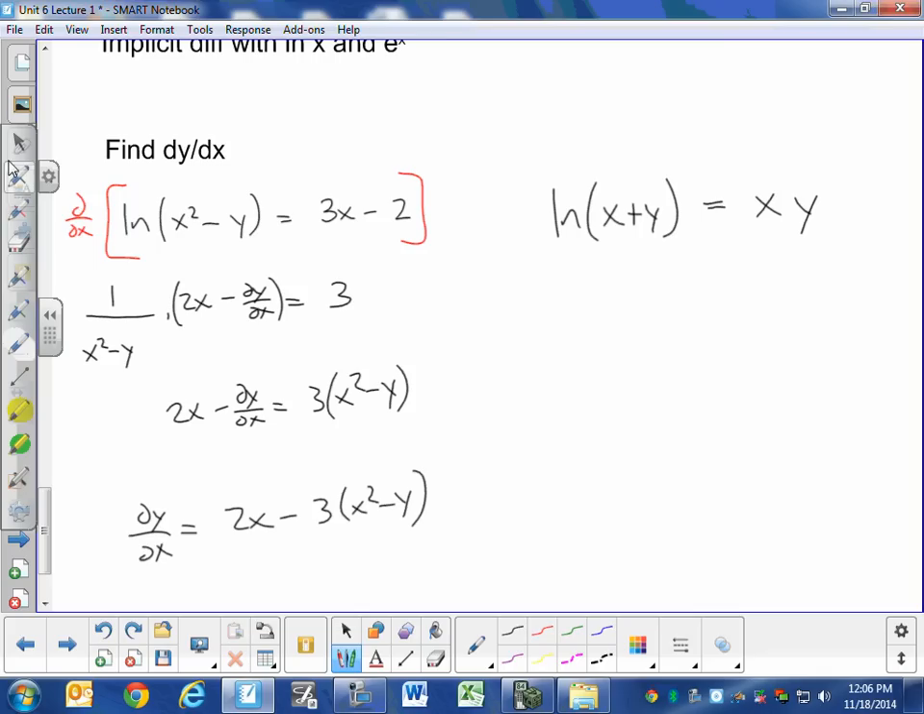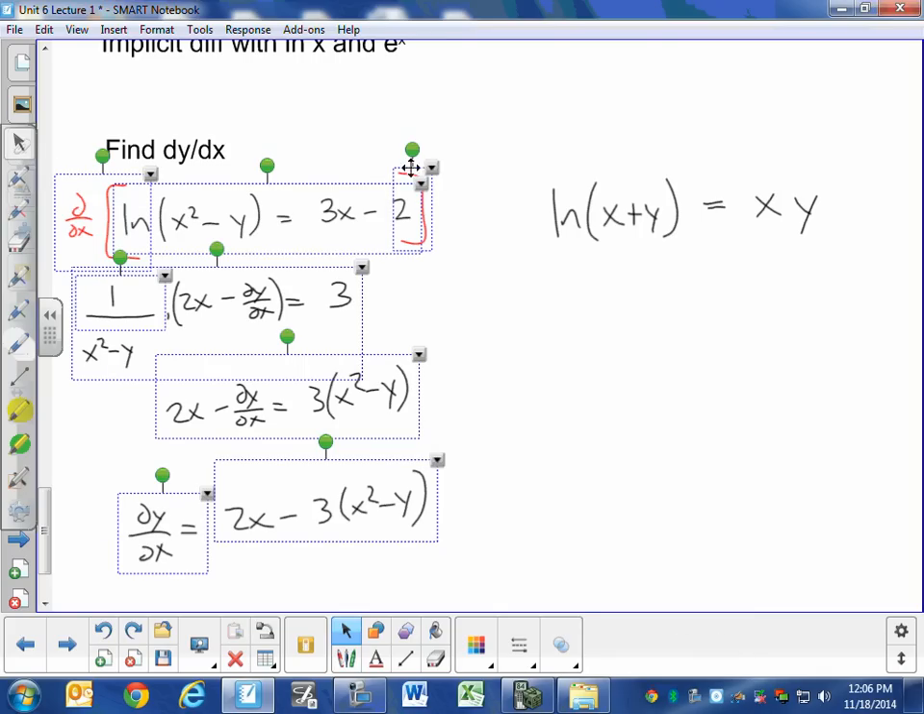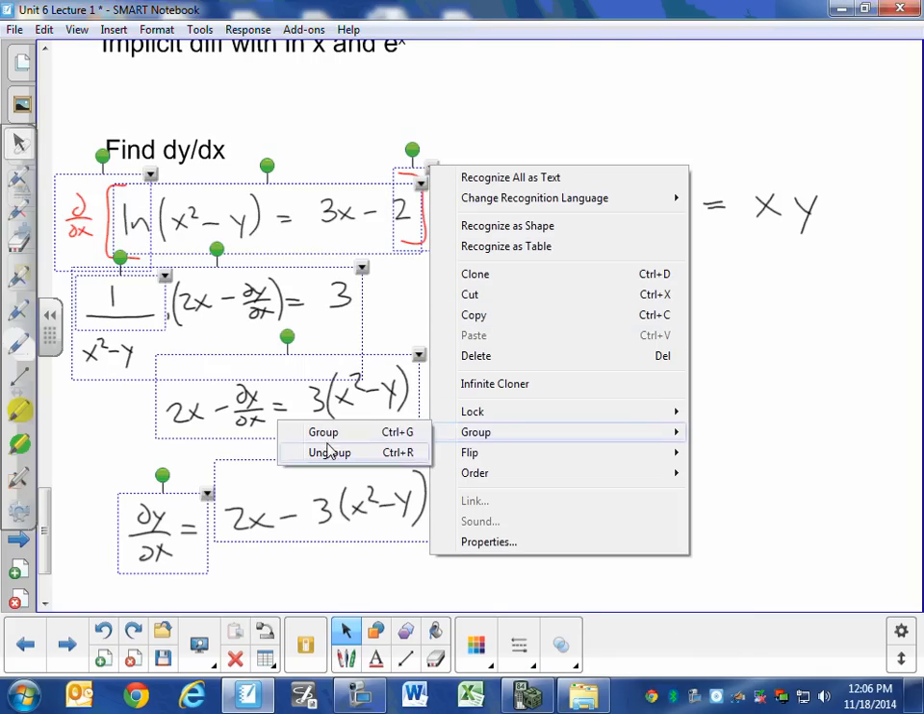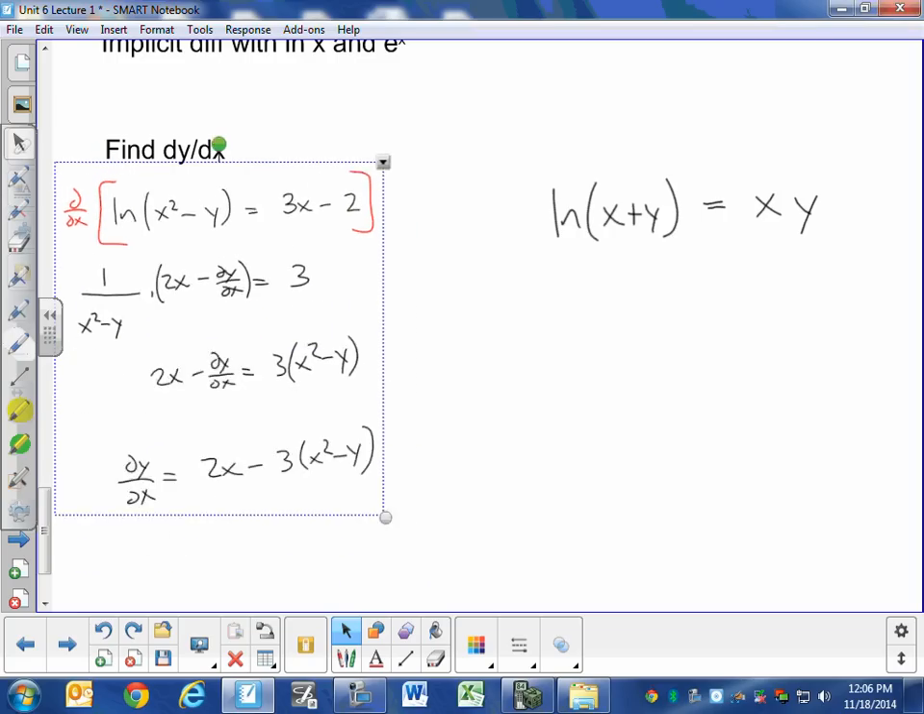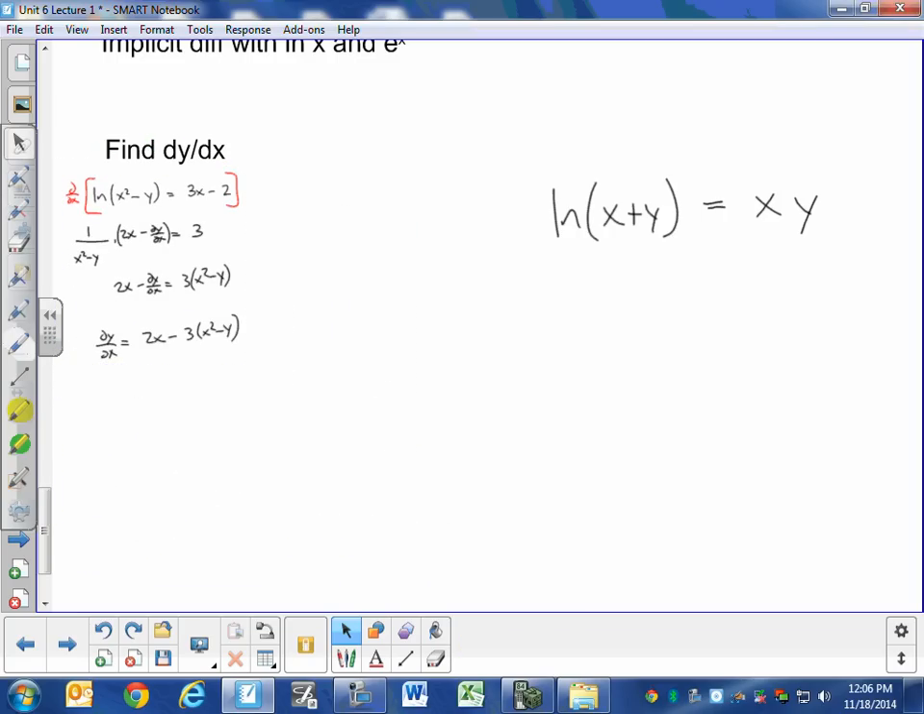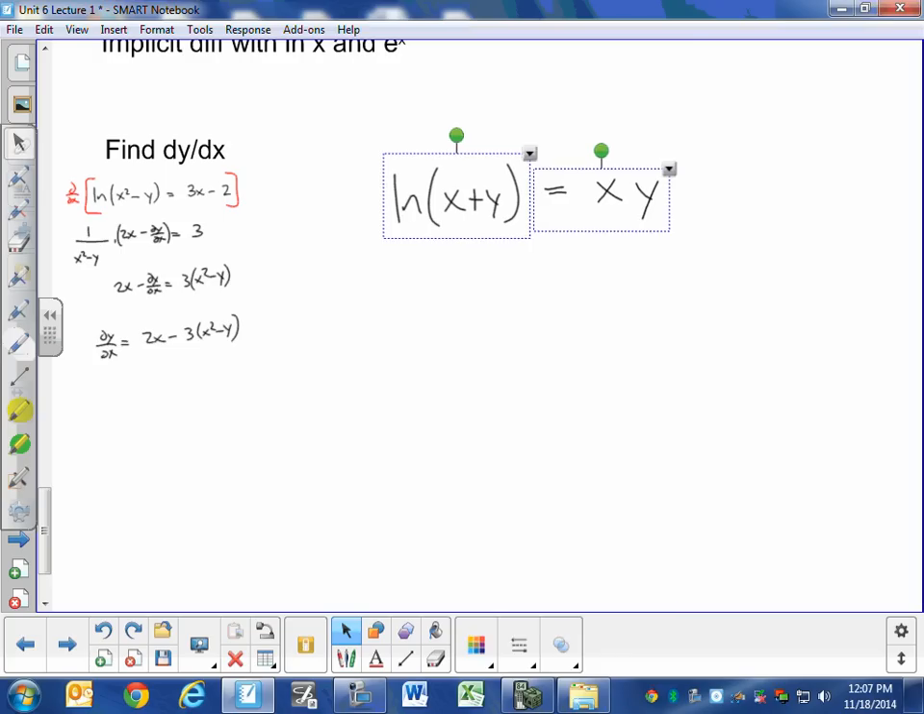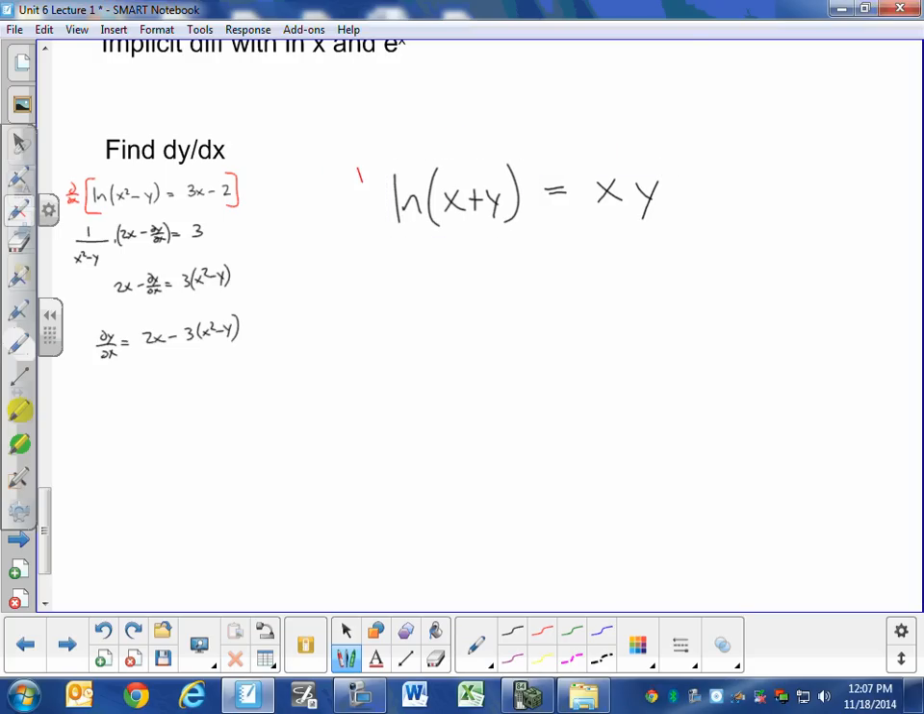Let's see if it gets more complicated with this. Probably will. Let me shrink this. So let's take the derivative with respect to x. I get 1 over x plus y times the derivative of x plus y, which would be 1 plus dy/dx, equals, on the right side, f prime g plus g prime f.